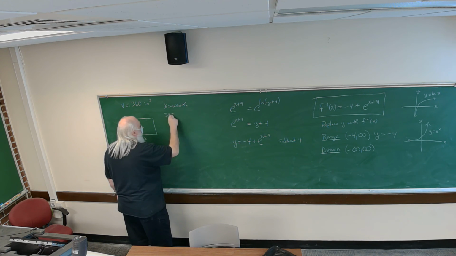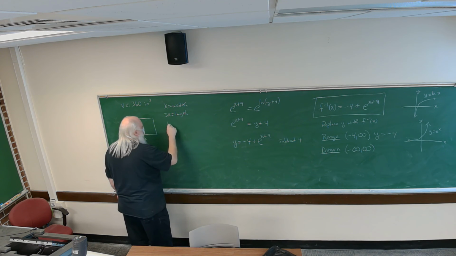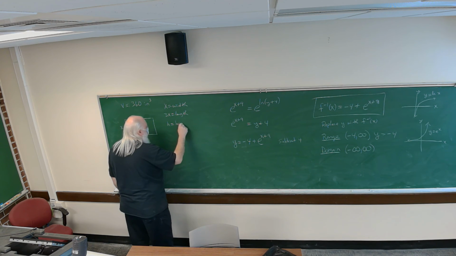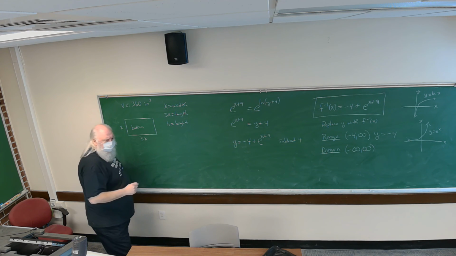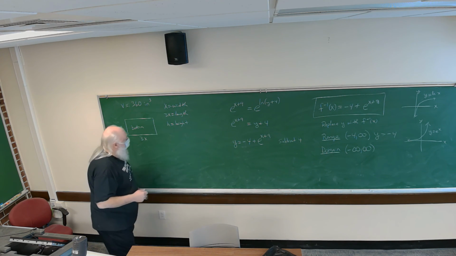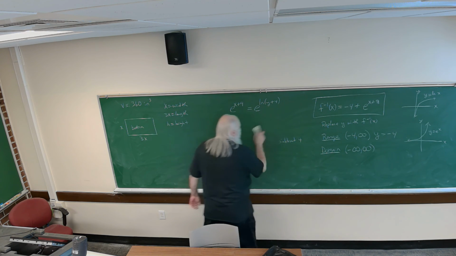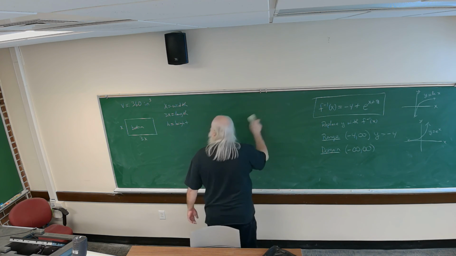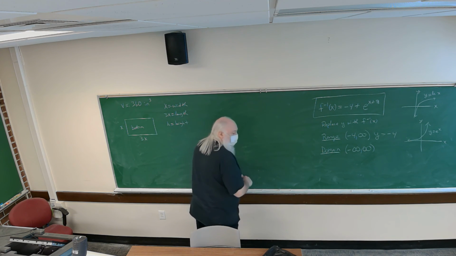3x is the length, and h is the height. Is it an open box or a closed box? Open. Okay, so it has no top. Well, we know what the surface area of the bottom is, right? It's just x times 3x, okay?